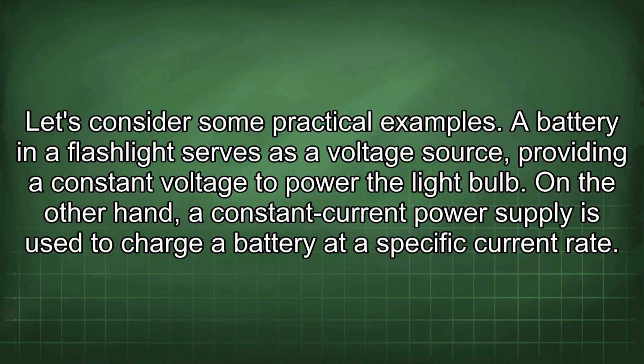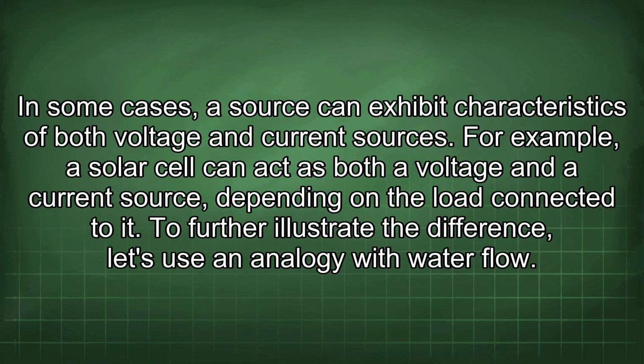Let's consider some practical examples. A battery in a flashlight serves as a voltage source, providing a constant voltage to power the light bulb. On the other hand, a constant current power supply is used to charge a battery at a specific current rate. In some cases, a source can exhibit characteristics of both voltage and current sources. For example, a solar cell can act as both a voltage and a current source, depending on the load connected to it.